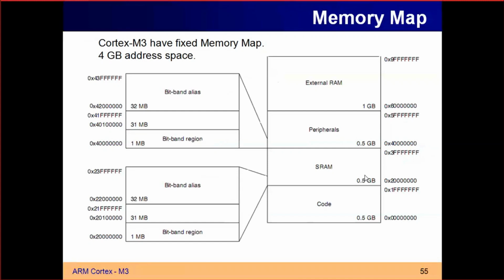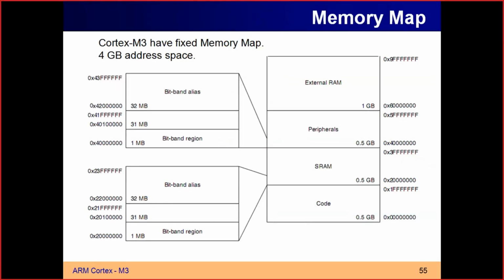Then we will see the memory map in a little more detail. Memory map of Cortex M3. Right, so Cortex M3 has a fixed memory map with 4 GB of memory locations, and it is divided like this.